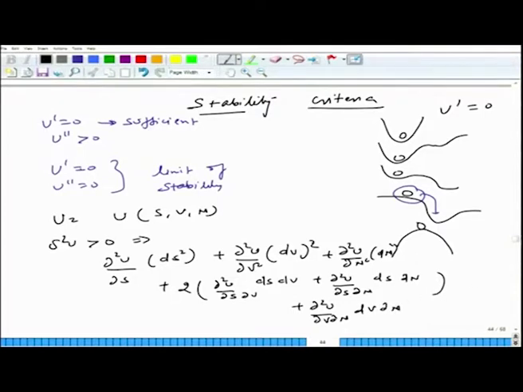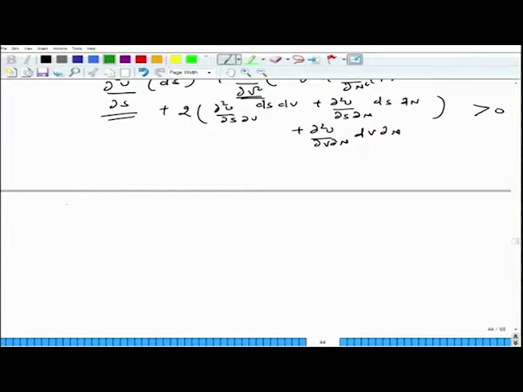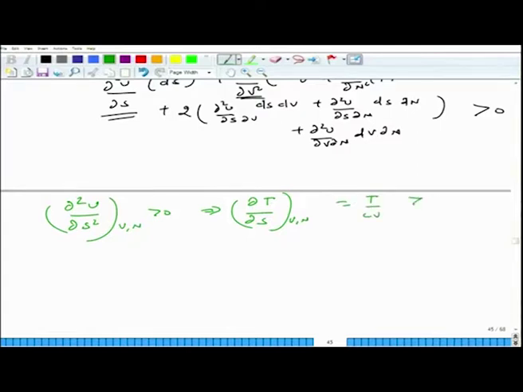Now what we are interested in is that this expression is greater than 0. If we are changing one of the variables keeping the other two fixed, for example if we are changing S keeping V and N fixed, then this second derivative will be greater than 0. Similarly, if we are keeping S and N fixed, this has to be greater than 0. So using these concepts you can come up with this expression. This is nothing but del T by del S, because del u by del S is nothing but T, and this is nothing but T by Cv, and this has to be greater than 0, which means, because T by definition has to be greater than 0, Cv is greater than 0.